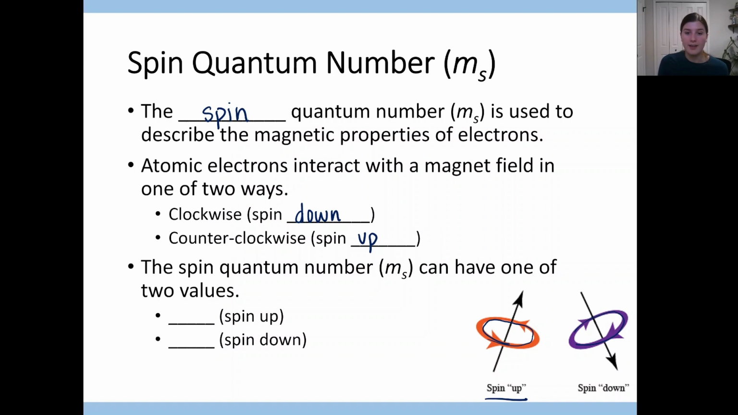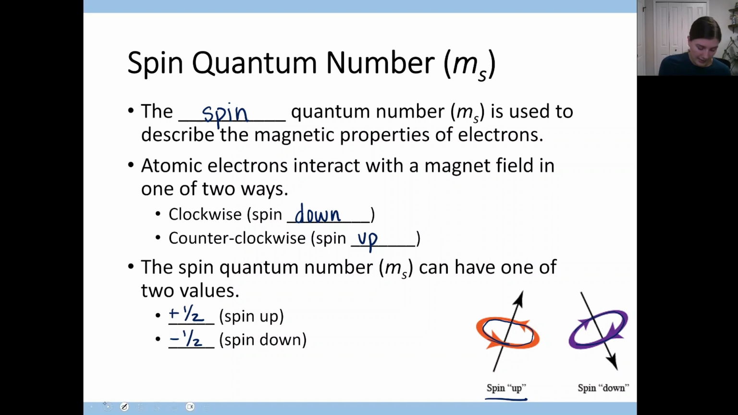So for an electron, the spin quantum number m subscript s can have only one of these 2 values. It can be plus 1/2, and that would be spin up, or it could be minus 1/2, and that could be spin down. There will never be other values for a spin quantum number.